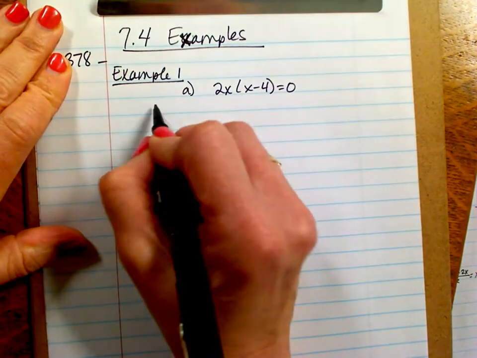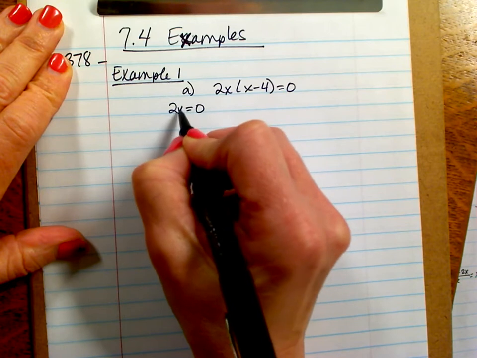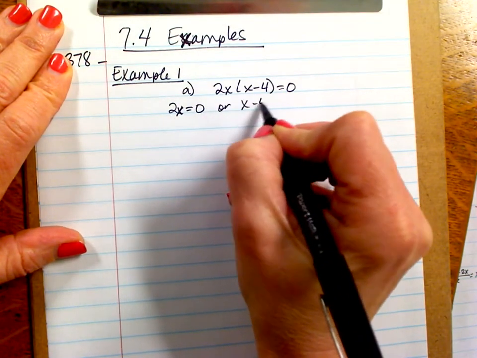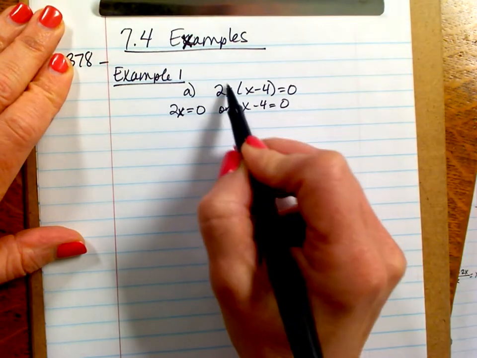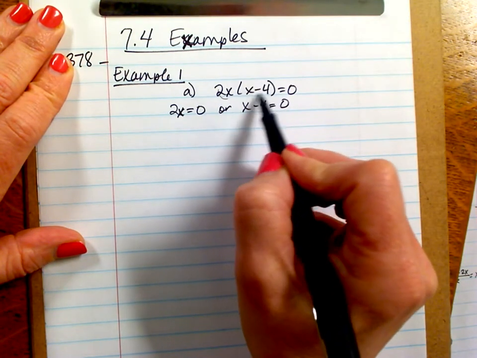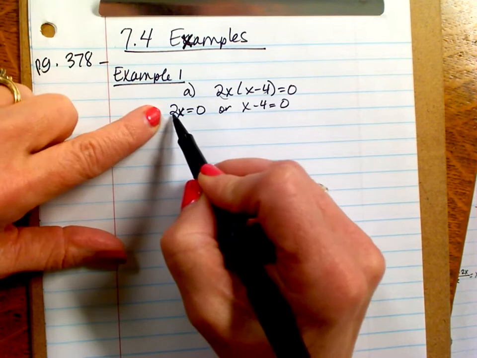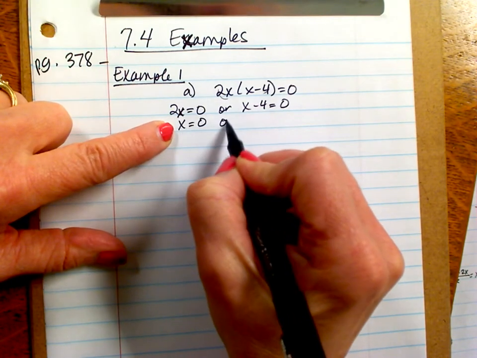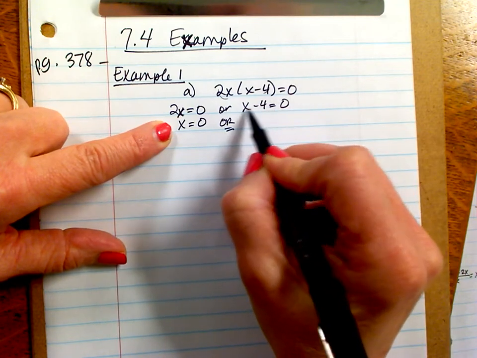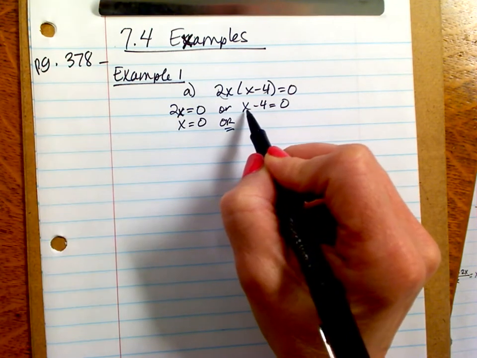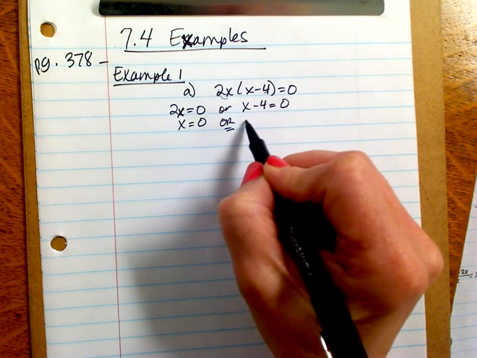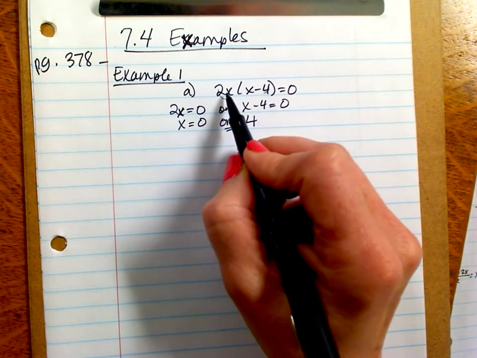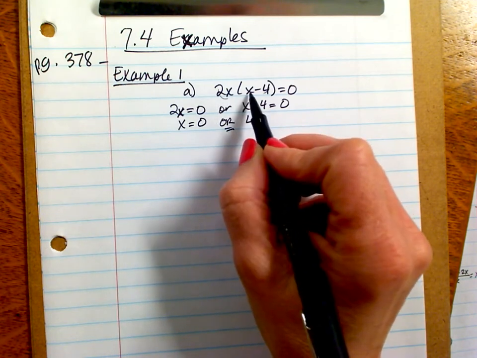You can think about, okay, so 2x can equal 0, or x minus 4 can equal 0. Because this term here can equal 0, or this term here can equal 0. Well, 2 times what gives you 0? 0. So x could equal 0. Or x minus 4 equals 0. So what does x have to equal to make 0? 4. So in this equation, x could equal 0, or x could equal 4.